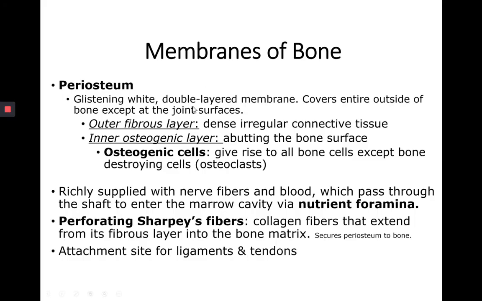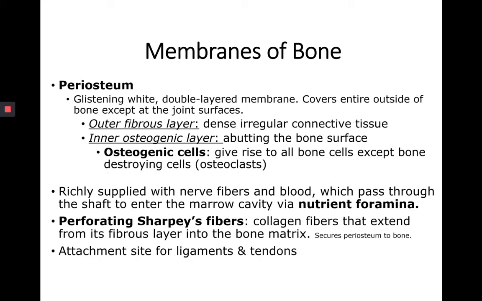So let's talk more about the periosteum. The periosteum surrounds bone. It's a double-layered membrane. The outside layer is fibrous, the inside layer is mitotic. The inner layer is called the osteogenic layer. It is closer to the bone surface than the outer fibrous layer, and this is the layer that has osteogenic, kind of stem cell-like cells.